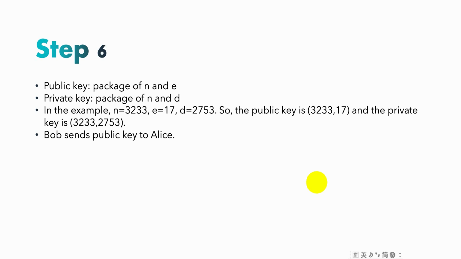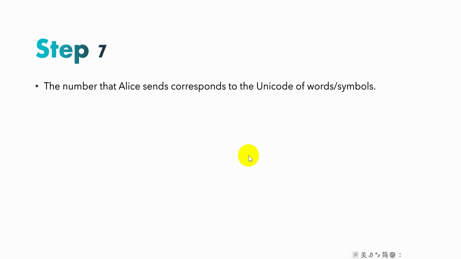Step 6. Bob sends the public key to Alice. The public key is a package of N and E. So he will send 3233, 17 to Alice, and then he keeps the private key to himself. The private key is a package of N and D, so he's going to keep 3233, 2753. Now Alice has the public key and she can encrypt her message.